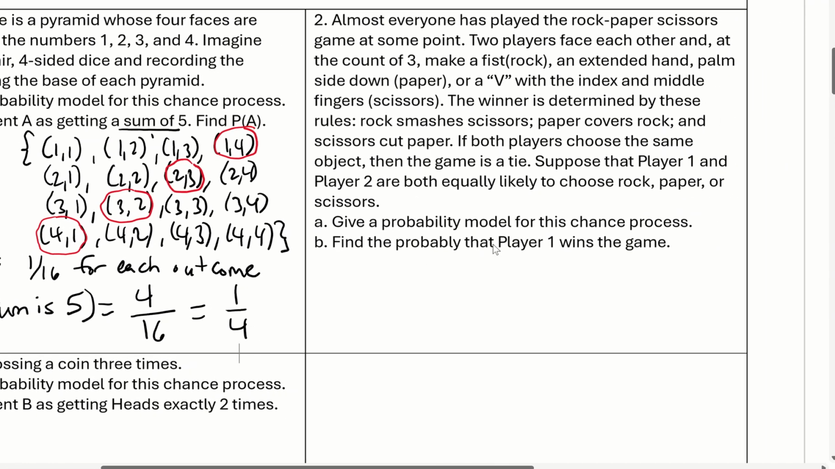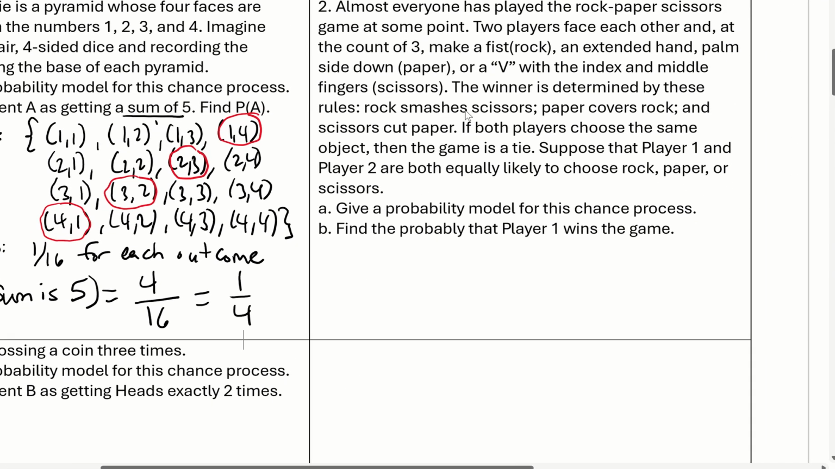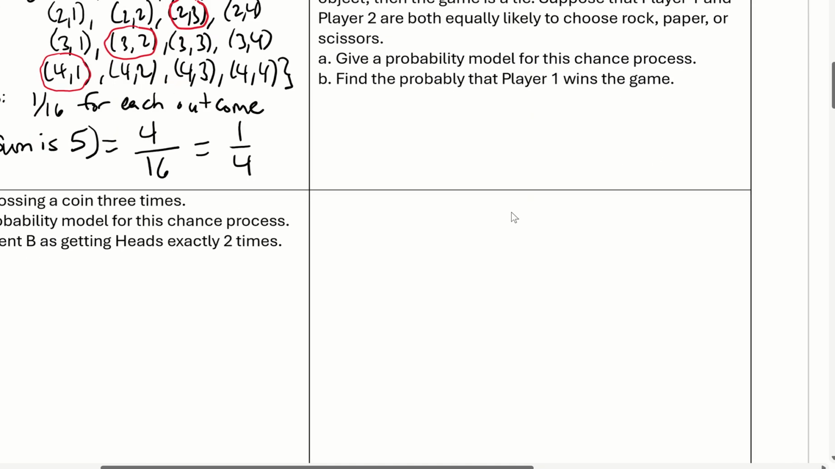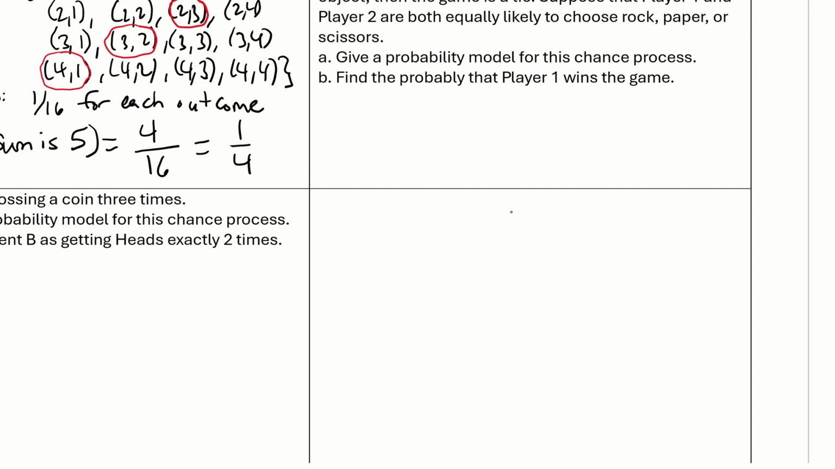All right, that's it. So number 2, almost everyone has played rock, paper, scissors at some point. And so they explain what rock, paper, and scissors are. If both players choose the same object, then it's a tie. And so there are different options here for rock, paper, scissors. Okay, so if we're going to do a probability model, let's do the sample space.